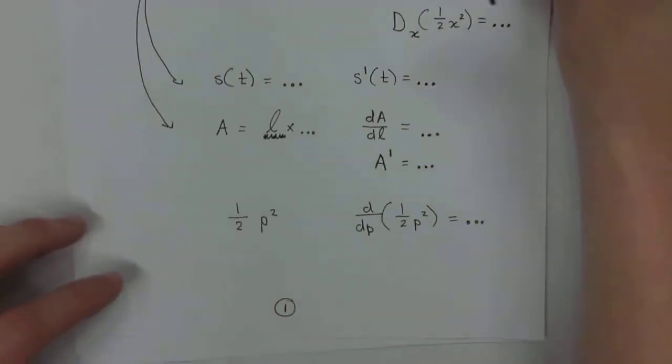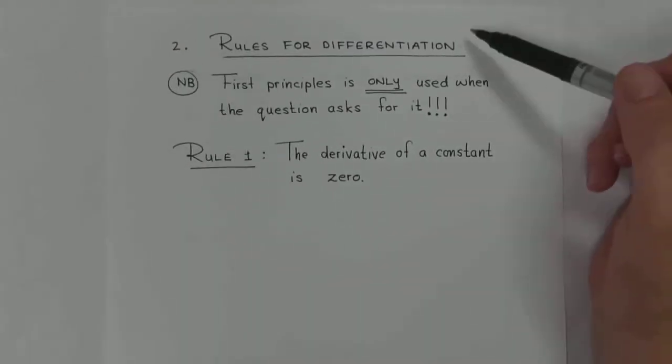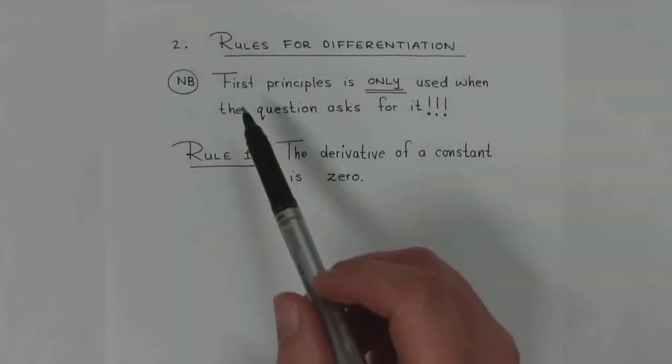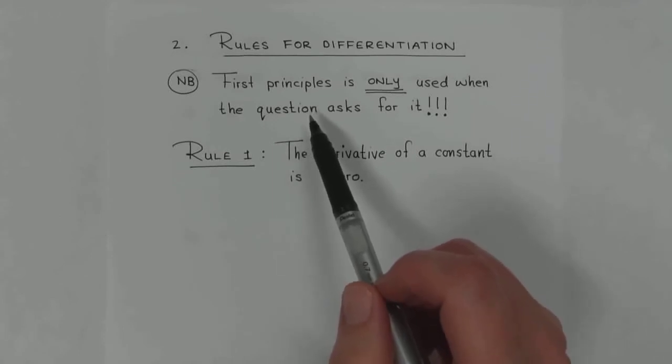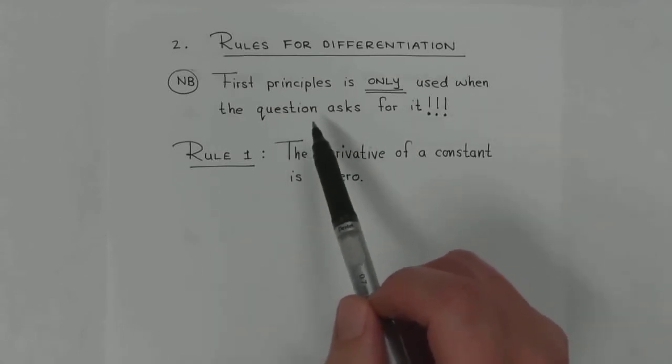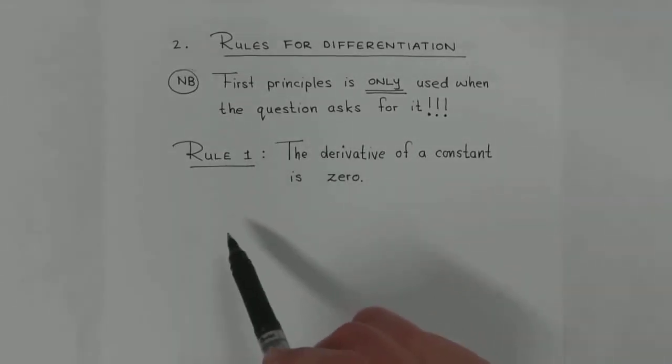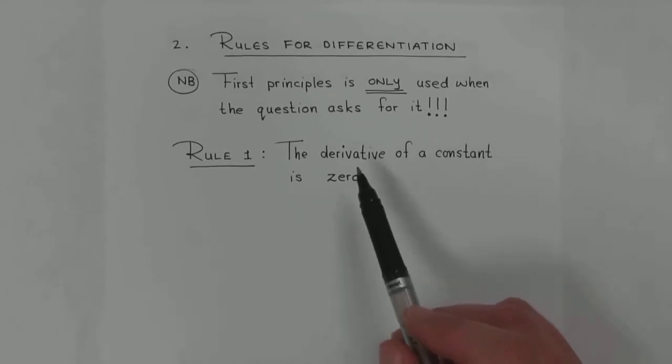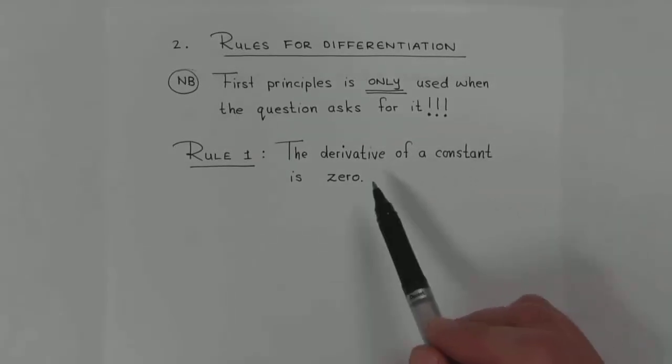Right, so now let's look at the rules for differentiation. Again, I want to reiterate, first principles is only used when the question asks for it. You will never, ever use first principles unless the question asks for it. Now, here's the first rule of differentiation. Rule 1 says the derivative of a constant is 0.